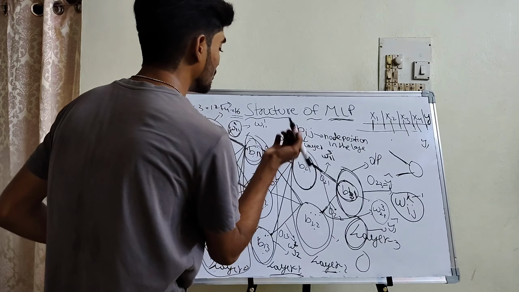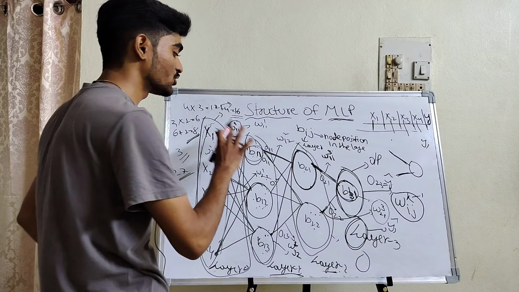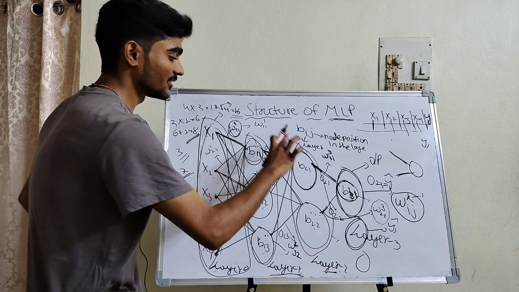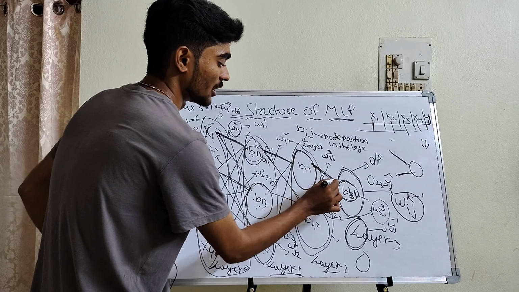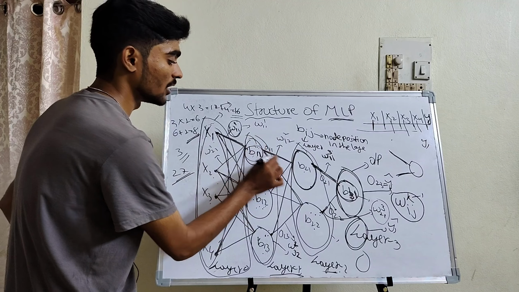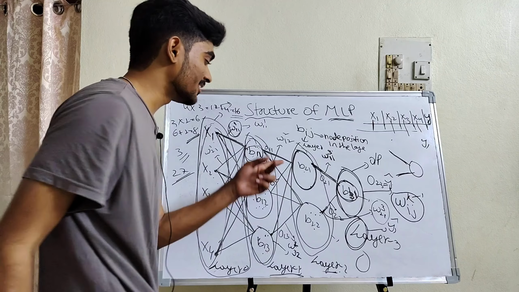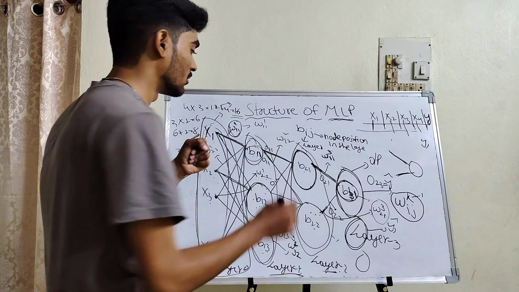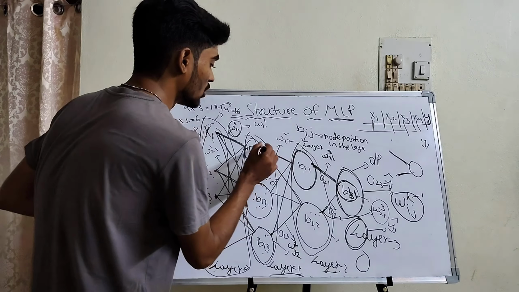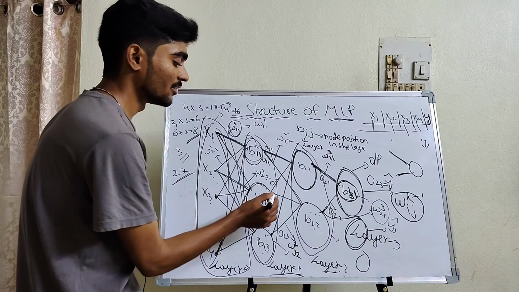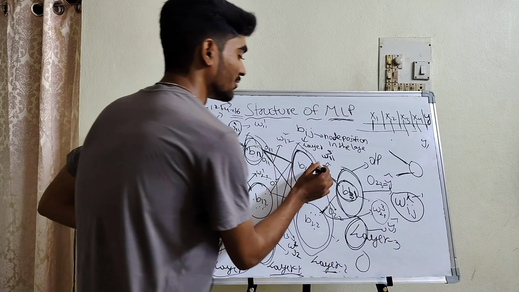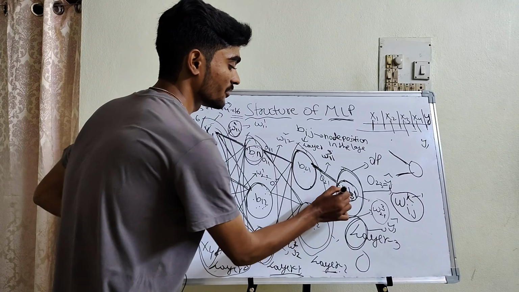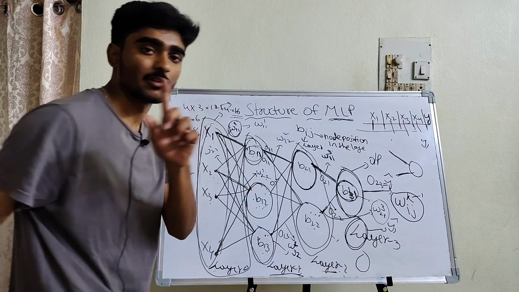Now let's see how we denote the outputs of each node. For this node we have one output. For this node we have two outputs. These connections determine the number of outputs for the corresponding node. For this node we have two outputs, for this node two outputs, for this node one output, for this node one output, and for this node one output.